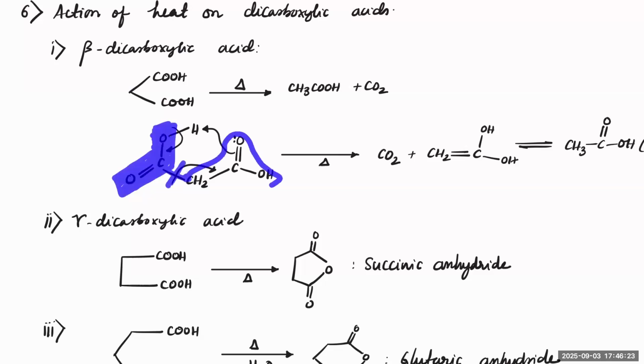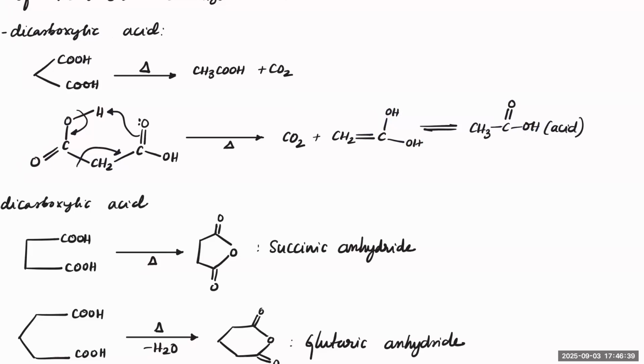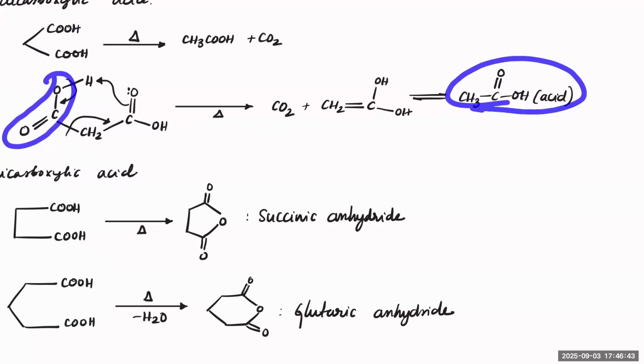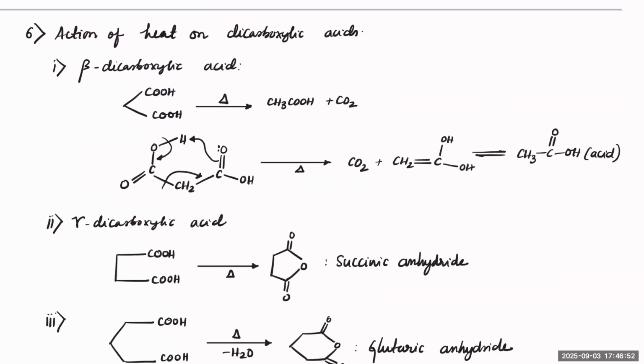And the rest of the part, if you notice, is CH2=C(OH)OH, which is an enol form. So the enol will convert into a keto form, and along with that you already have an OH group. So what does it get? Acid. So therefore one CO2 got eliminated from here and an acid got formed here. So this is heating of beta diacids. Is this clear? First one.